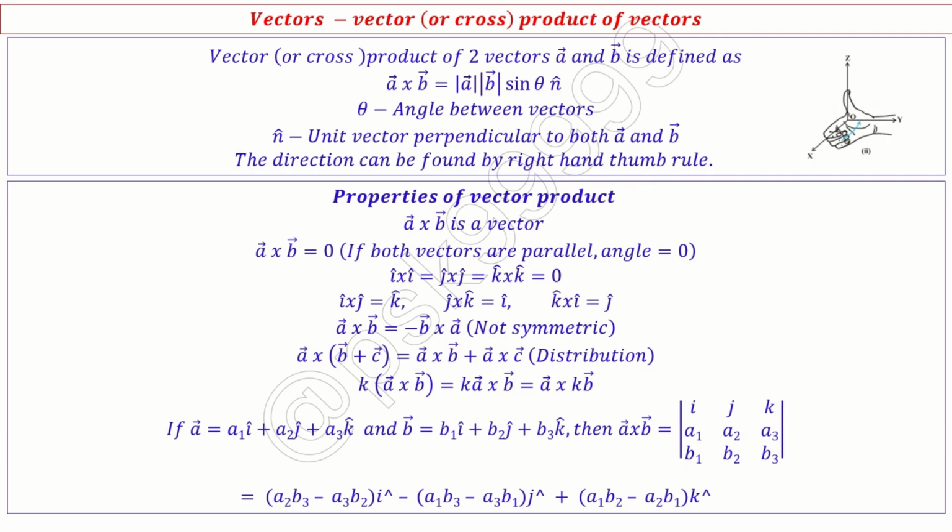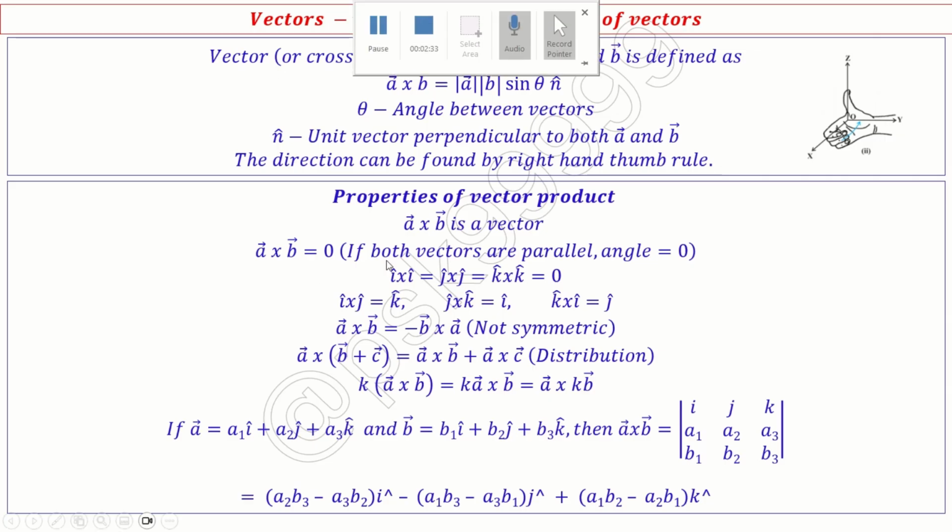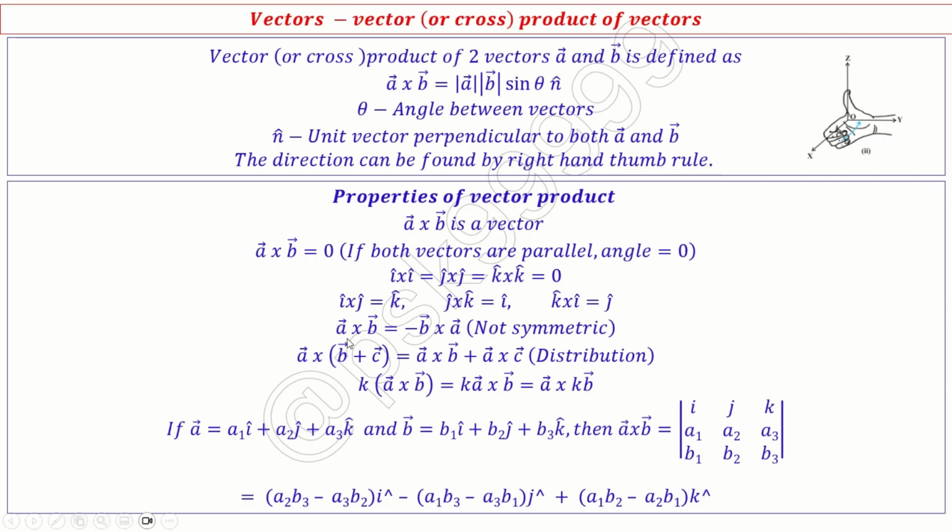Now, is the vector product symmetric? No, it is definitely not, because the angle matters a lot. When you do the cross product, A cross B is equal to minus B cross A, because the angle will be exactly in the reverse direction. So this is not symmetric. Distributive, yes, definitely it is. It follows the distributive law, so A cross (B plus C) equals A cross B plus A cross C. Then multiplying with a scalar, you can multiply it in any fashion.